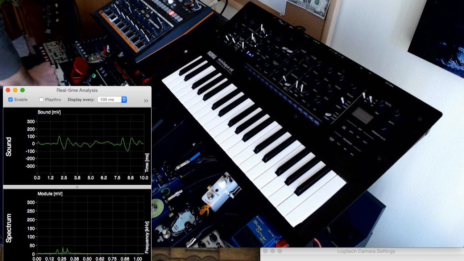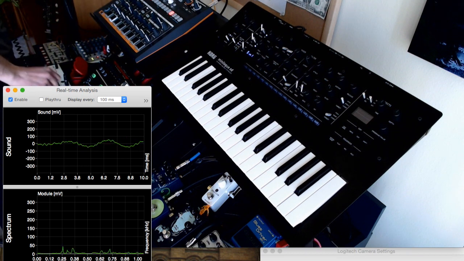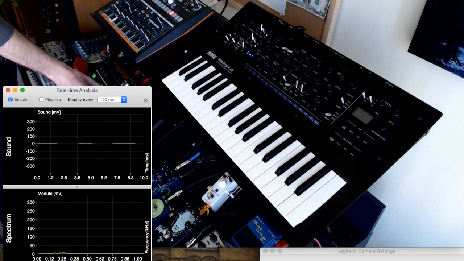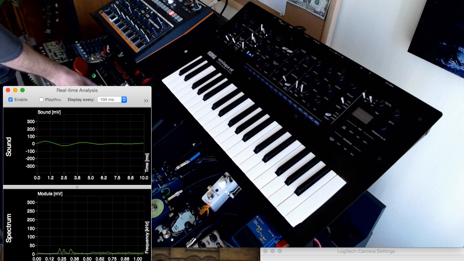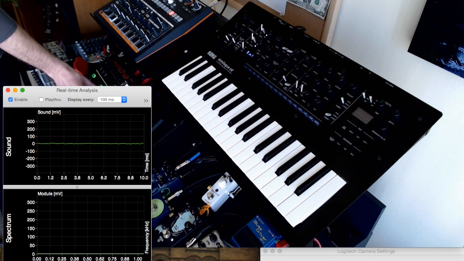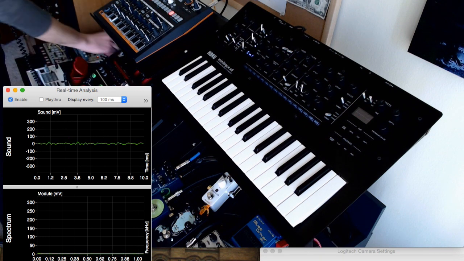Now, these real-time graphs help us visualize how sound looks. I'm going to play some stuff here on the keyboard, and I want you to observe the graphs and see if you can figure out what these graphs are telling us.